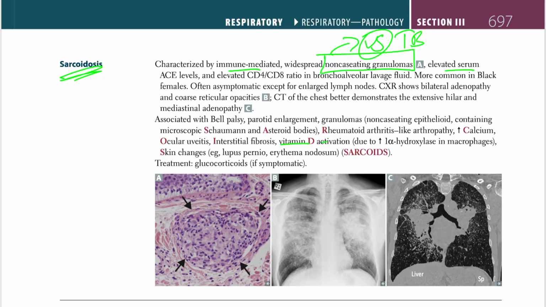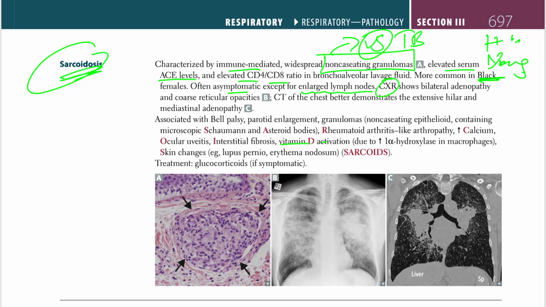You'll see elevated serum ACE levels, an elevated CD4 to CD8 ratio in bronchoalveolar lavage fluid, more common in blacks and females. So a young black female, you see it in history, with increased ACE, increased calcium, with non-caseating granuloma, think about sarcoidosis, right? Most often asymptomatic, except for enlarged lymph nodes.